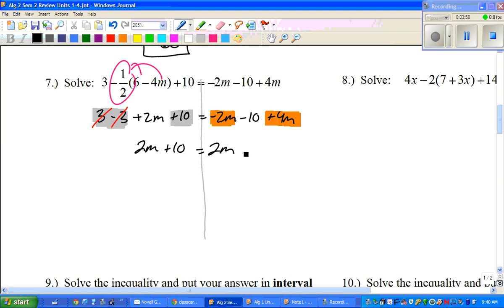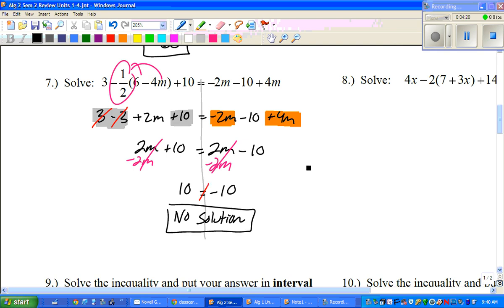Negative 2 plus 4 is positive 2. Now the next step would be get your variable on one side, so I'm subtracting the 2m, but then those cancel out, and we're left with 10 equals negative 10, which is a false statement. So no solution. Okay? Or if you want to use the symbol, it's just a circle with a line through it.